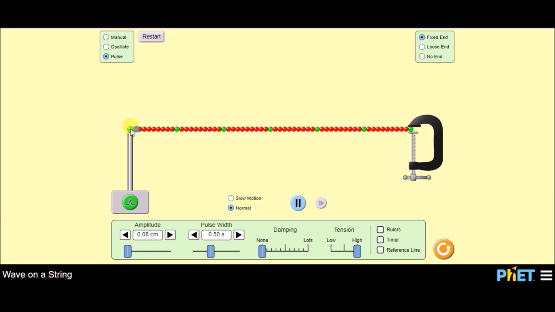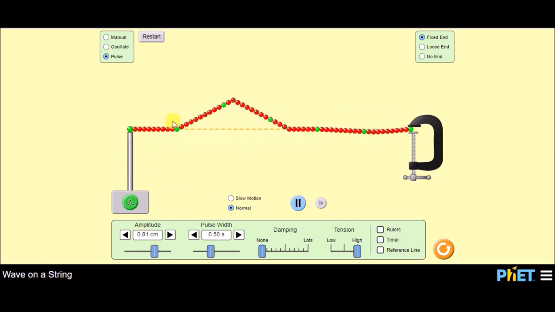So there will be a wave or a pulse generated, and then it will go there, and there will be reflection from this side, the fixed end. It will come back and superimpose with the original wave, and standing waves will be formed. Now let us see, let us give a pulse like this. So let us increase the amplitude like this. Now let us give a pulse.